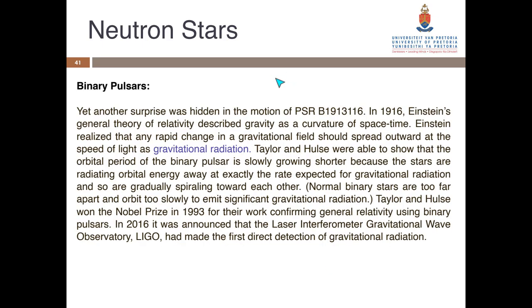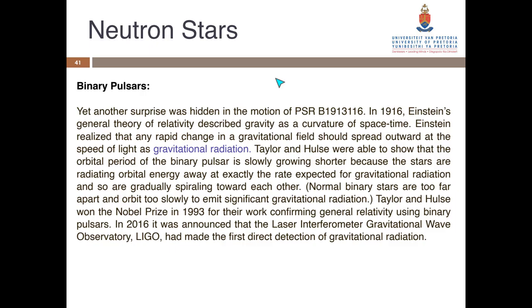Yet another surprise of these binary pulsars: in 1916, Einstein's theory of general relativity described gravity as a curvature of space-time. Einstein realized that any rapid change in a gravitational field should spread outward at the speed of light as gravitational radiation. Taylor and Hulse were able to show that the orbital period of the binary pulsar is slowly growing shorter because the stars are radiating orbital energy away at exactly the rate expected for gravitational radiation, and so are gradually spiraling toward each other.